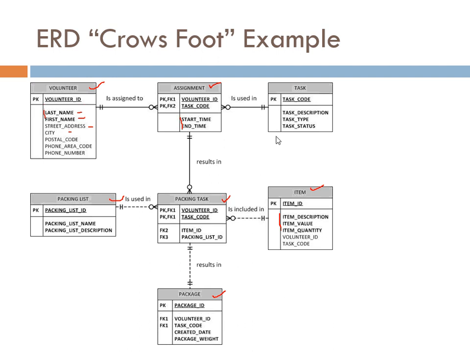Okay. Finally, what this diagram does, and it tells me a ton, is something about the relationships and the cardinality of those relationships. So it says, oh, a volunteer is assigned to an assignment because they have this line drawing things and they gave it a label, is assigned to. And a task is used in an assignment. An assignment results in a packing task, okay? And so on it goes, but I can tell that because they've drawn a line that connects one to the other.